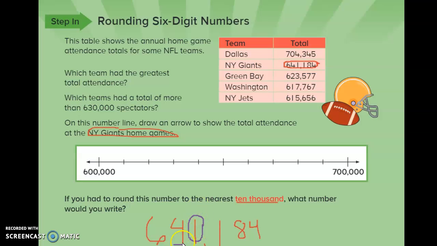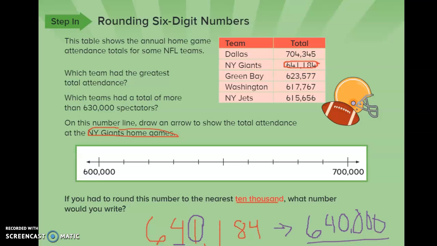So this is a 1. So if we're going to round this number here to the nearest 10,000s place, it would round to 600. That 4 is going to rest because we have a 1. 4, and then everything else is going to be zeros. 640,000.